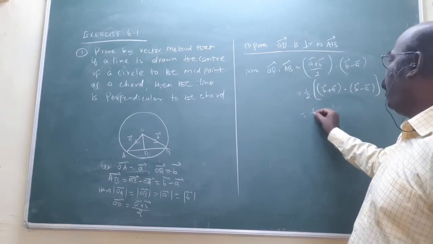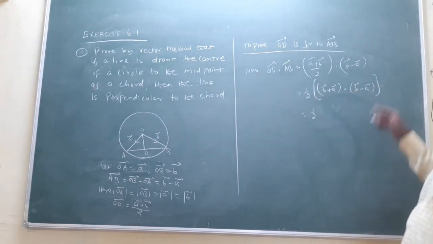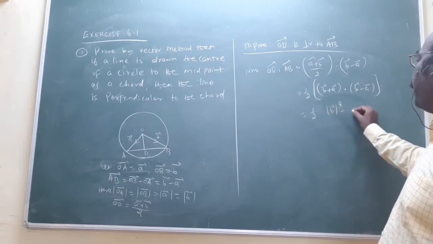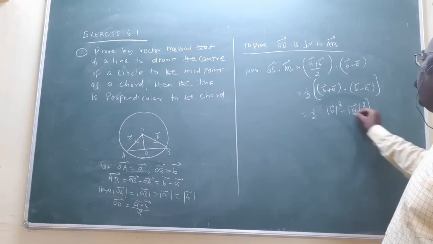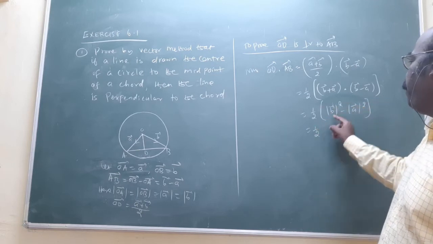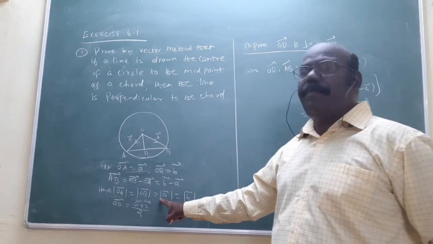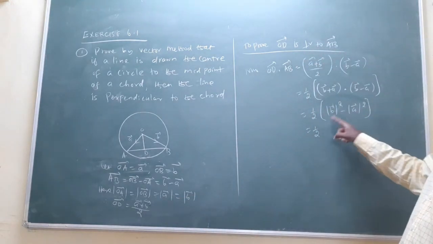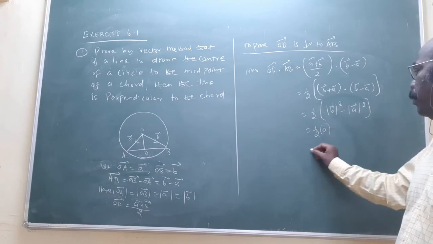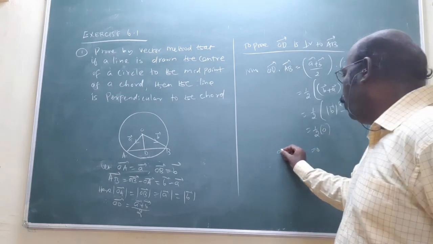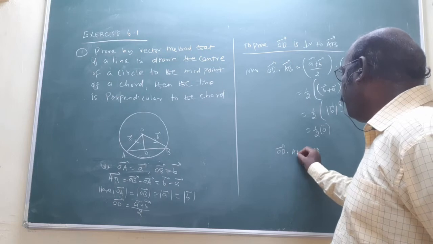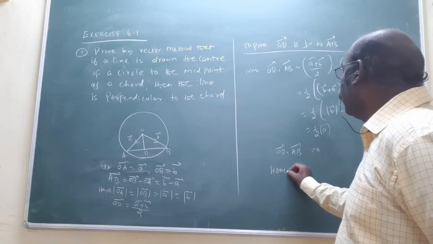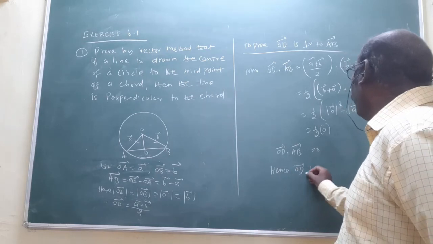Now it is of the form a plus b dot a minus b. What is the formula? Modulus of b square minus modulus of a square. 1 by 2 into, already modulus of a and modulus of b will be equal. Squaring and subtracting, that will be 0. Hence, OD vector dot AB vector will be 0, meaning OD is perpendicular to AB.